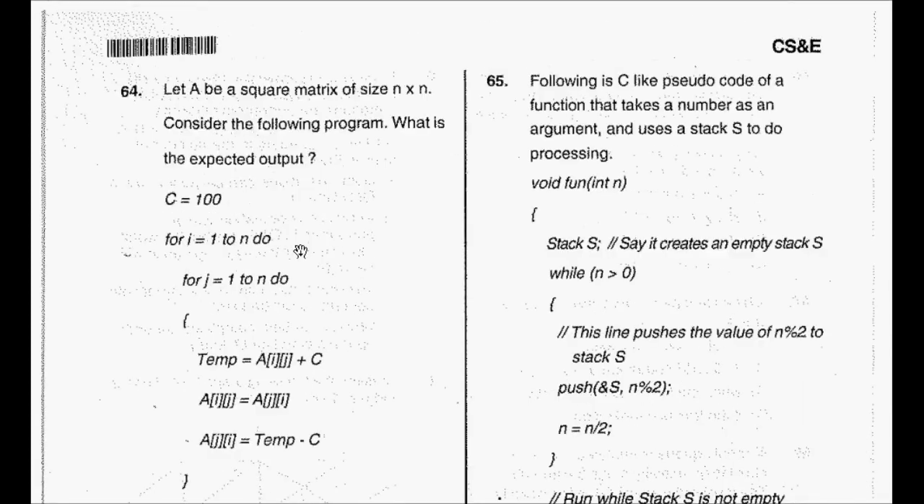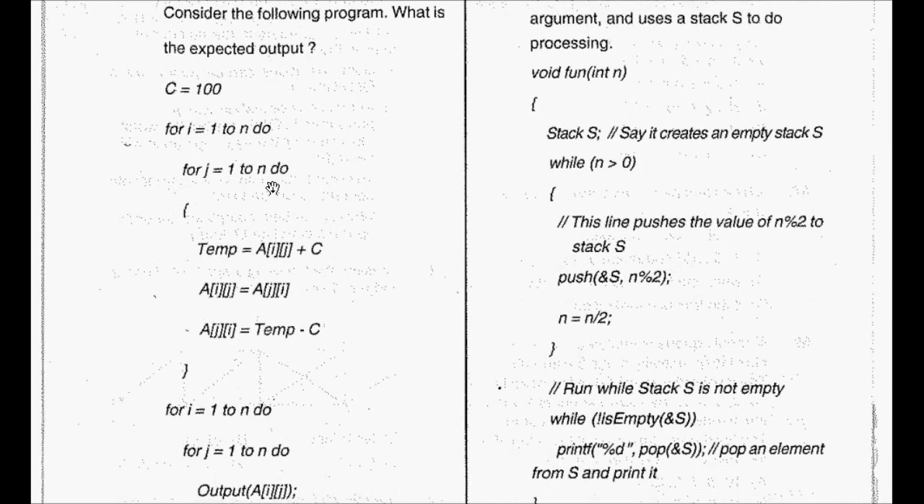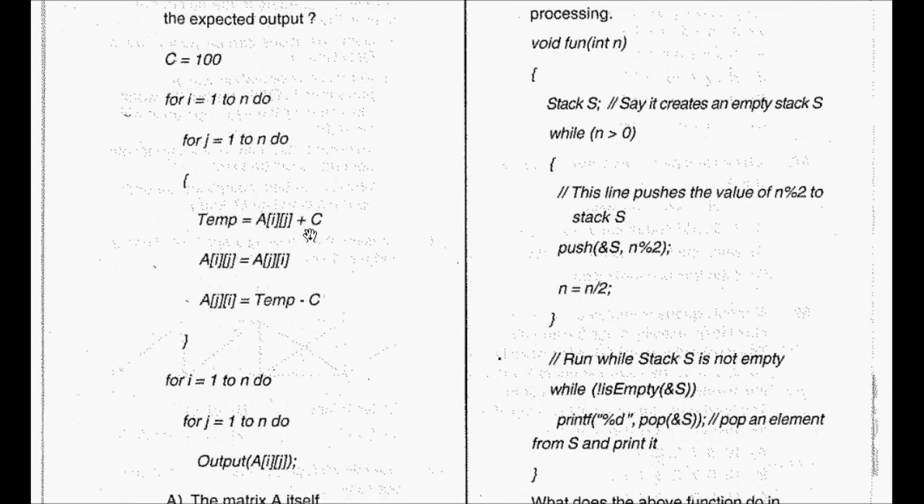Next is this one, let A be a square matrix of n cross n. Consider the following program. Expected output: for i = 1 to n, j = 1 to n. टेम में a i j प्लस में प्लस c कर दिया है. फिर a i j में a j i मतलब आपका ट्रांसपोज करके जो वैल्यूज़ हैं उनको a i j में स्टोर कर लिया है. देन a j i में टेम में माइनस c कर दिया.